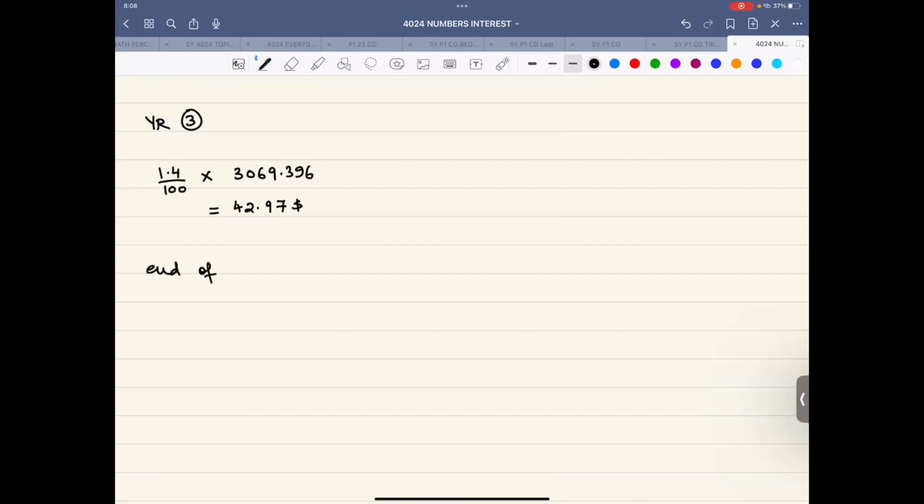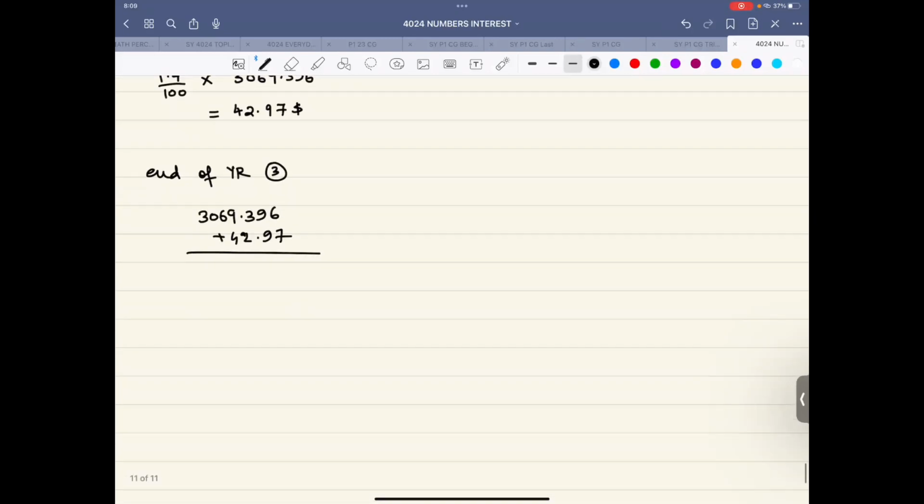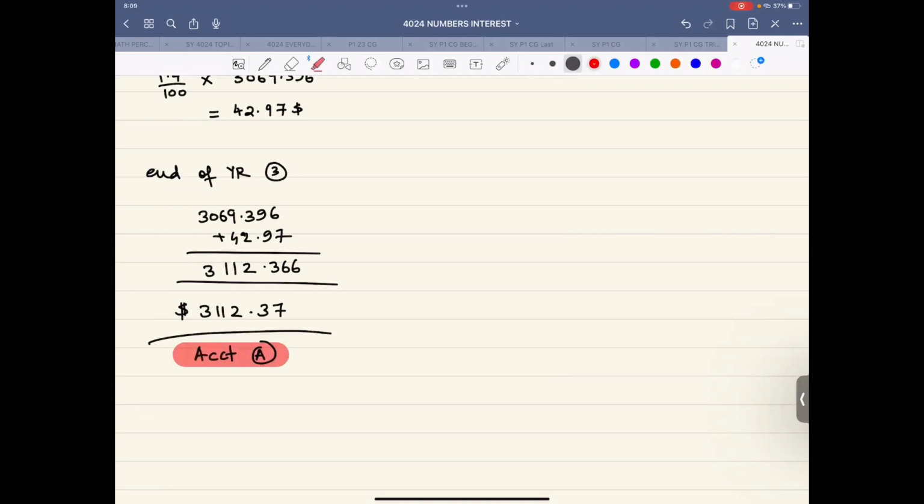Therefore, end of year 3 will be 3,069.396 plus 42.97. Let me add this value. 42.97 plus 3,069.396. This comes out to be 3,112.366, which can be written as $3,112.37. This is under the option of account A. That is the amount that will be earned.